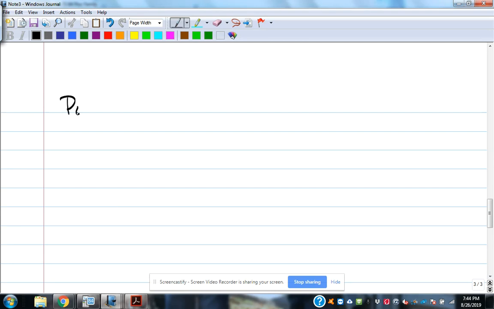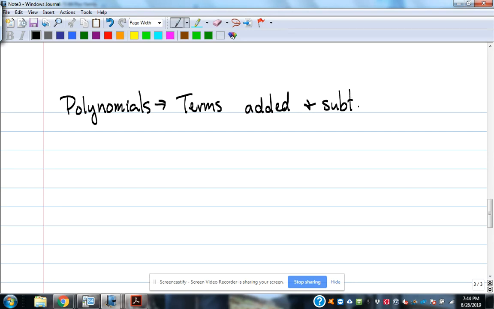So polynomials have terms in them. The terms are the pieces that are separated by addition and subtraction. So terms are added and subtracted. Another way of thinking about terms is pieces. So when we talk about the terms, we're talking about pieces that are added or subtracted. Okay.